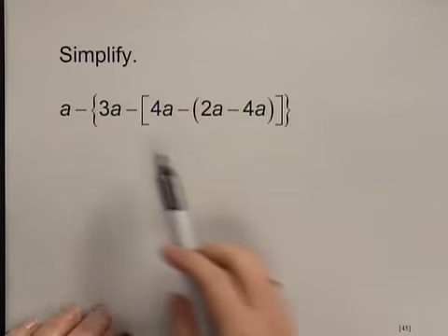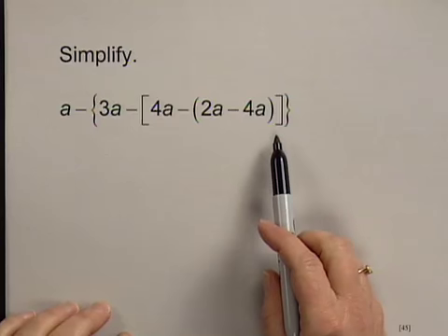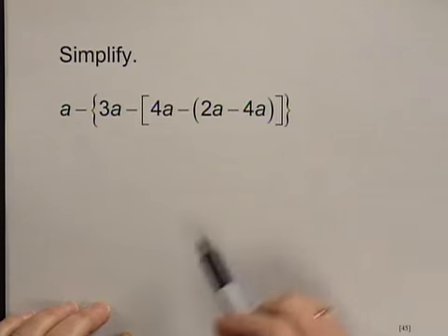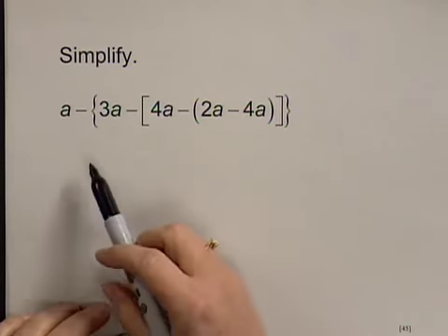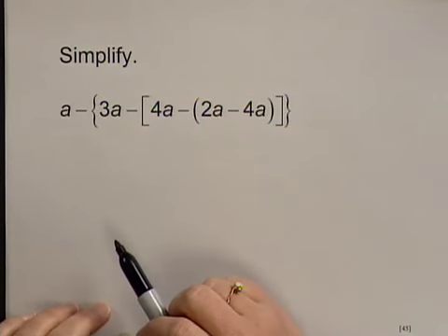In this problem, we're going to simplify an expression using the rules for order of operations and combining like terms. We have an expression that contains several sets of grouping symbols. So we're going to simplify by beginning with the innermost set of grouping symbols.